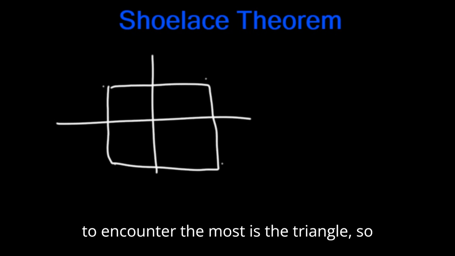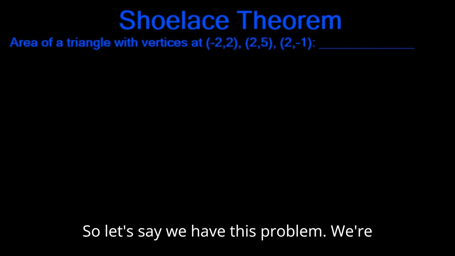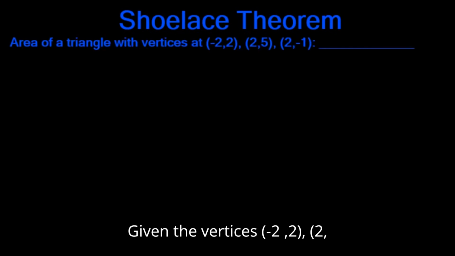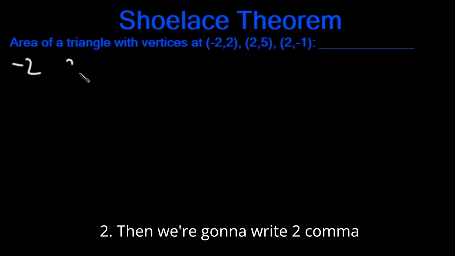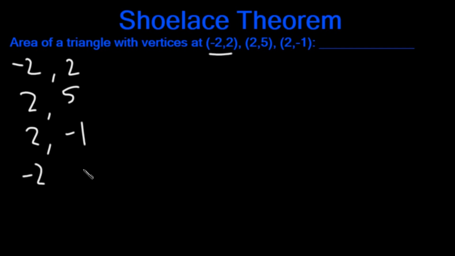Now, the one that you're probably going to encounter the most is the triangle. So let's look at that. So let's say we have this problem. We're trying to find the area of a triangle given the vertices (-2, 2), (2, 5), and (2, -1). First, we have to set it up. We're going to do -2, 2. Then we're going to write 2, 5. Then we're going to write 2, -1. And then we're going to write -2, 2 one more time.